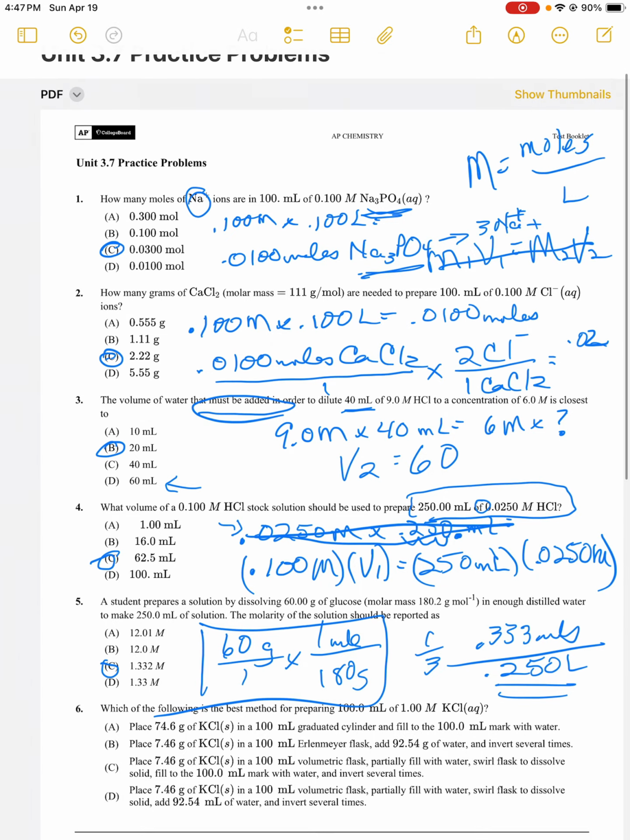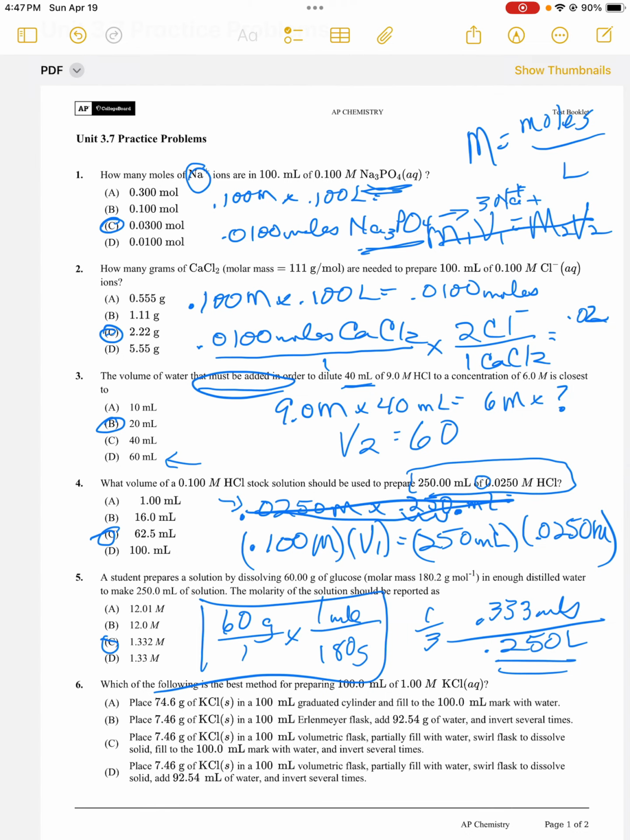Which of the following is the best method for preparing 100 milliliters of 1 molar KCl? One thing you need to know, whenever they give you a problem about making a solution, be sure that if they give you the option to use a volumetric flask, use a volumetric flask. So I'm liking either C or D.